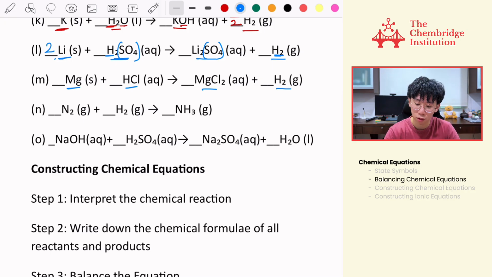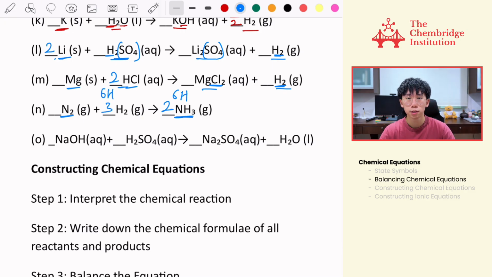And then let's look at Cl. There's 2 Cl, so you put 2 here, then you make sure the hydrogen is balanced, and that's balanced. So that's all you need to do. Then we have N2 plus H2 to give NH3. Here, we can balance the number of nitrogens first. So we put 2, and then for the number of hydrogens, you realize there's 6 hydrogens on the right. So to make this happen, you have to put a 3 in front of the H2.